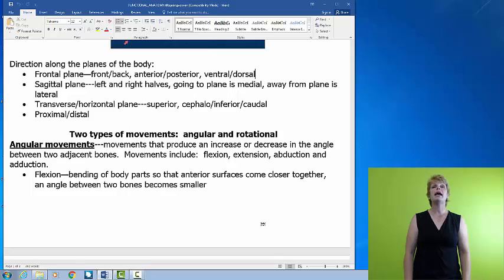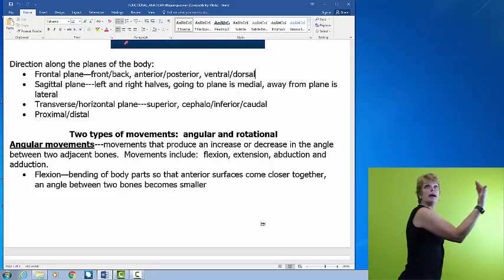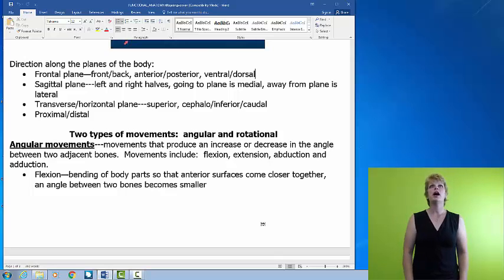Now let's talk about different types of movements, angular and rotational. Angular movements are movements that produce an increase or decrease in the angle between two adjacent bones. The best example that I could give you would be elbow flexion. You see a decrease in the angle between the humerus and the radius and the ulna.